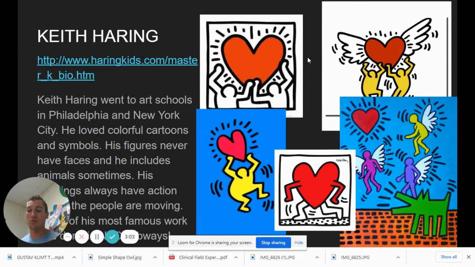He actually started most of his work in the subways of New York City. He would just kind of draw and paint and make murals and little cartoons. And he draws these simple figures over and over and over, kind of making a rhythmic pattern. But they never have faces. So they're just like little anonymous friends running around.